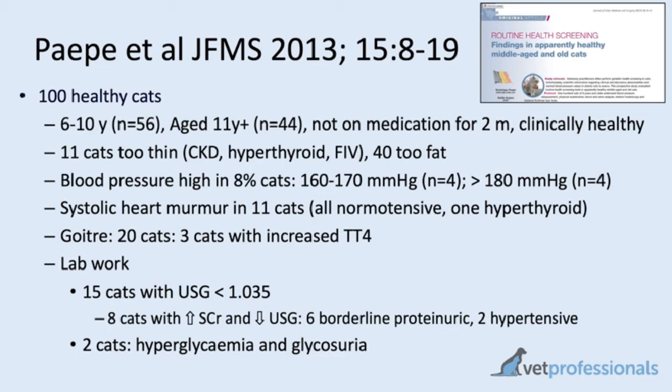Again, overall, a significant but small number of them had high blood pressure. 8% of the cats, about 10% of the cats had heart murmurs. 20 of the cats had goiters. 15 of the cats had reduced urine-specific gravity. So quite a high yield of abnormalities in these cats, and perhaps more in the older cats and younger cats in terms of the sort of changes I've been talking about. But the young cats still had quite a lot of concurrent issues benefiting from management.